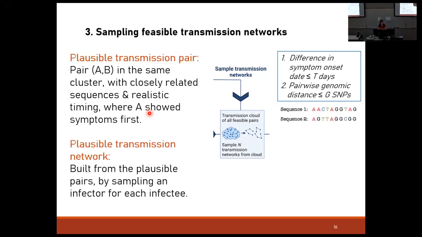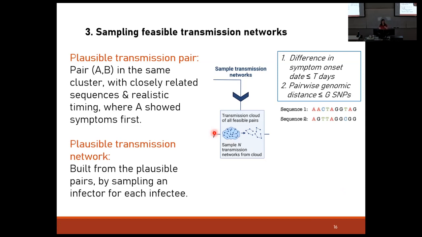So we do this by a two-step process. For a given cluster, first we want to make ourselves a big list of all of the possible transmission pairs that we define as plausible. We call this a transmission cloud. You can imagine it as building a big bubble of all plausible pairs in a cluster. And what do we mean by plausible? Well, we say that this is any pair A, B in the same cluster who have sufficiently close sequences.